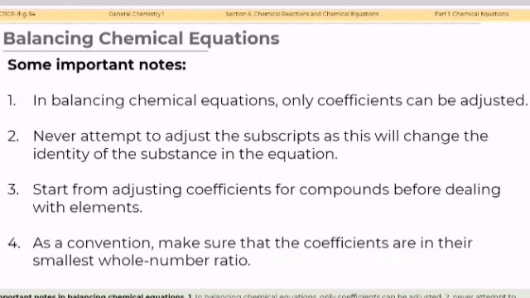Some important notes in balancing chemical equations. First, in balancing chemical equations, only coefficients can be adjusted. Second, never attempt to adjust the subscripts, as this will change the identity of the substance in the given equation. Third, start from adjusting coefficients for compounds before dealing with elements. And lastly, as a convention, make sure that the coefficients are in the smallest whole number ratio.